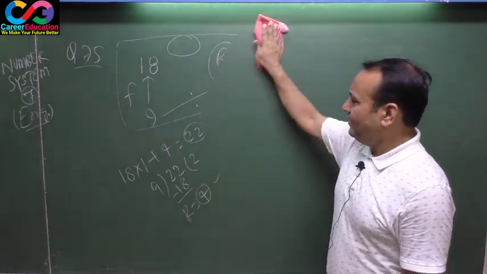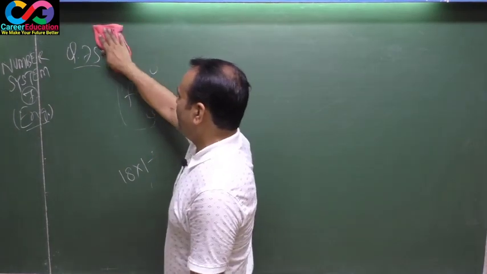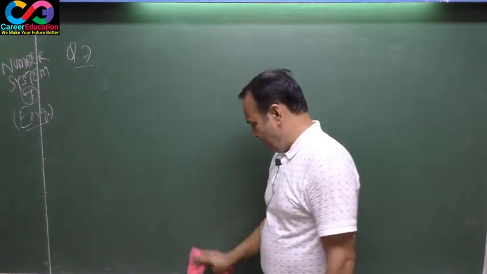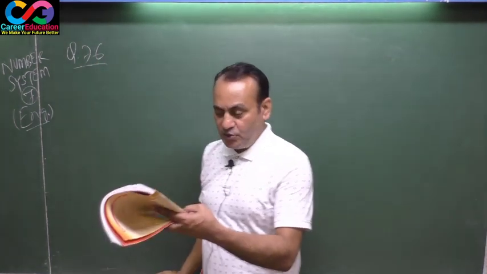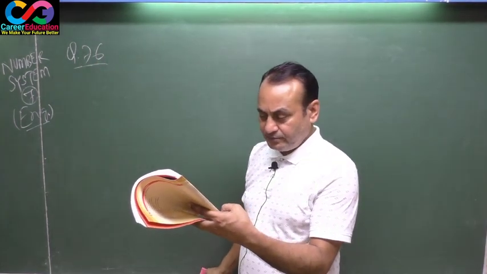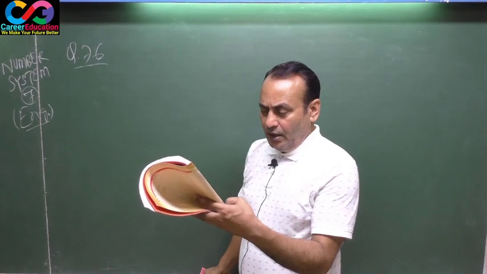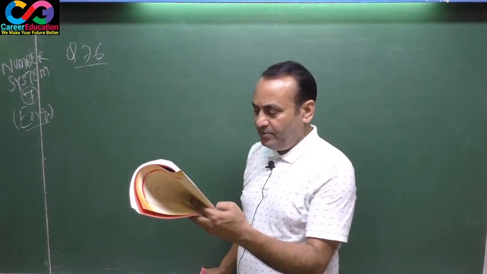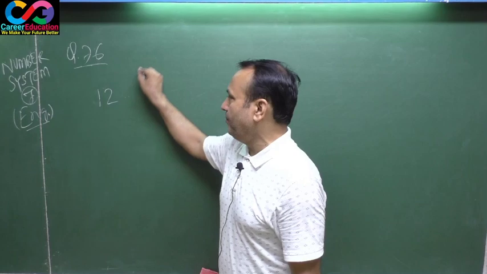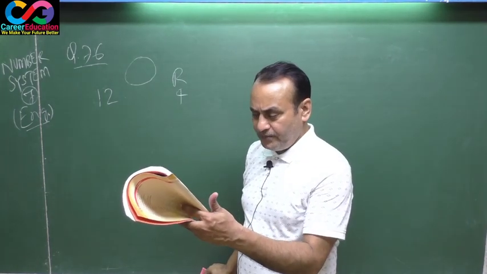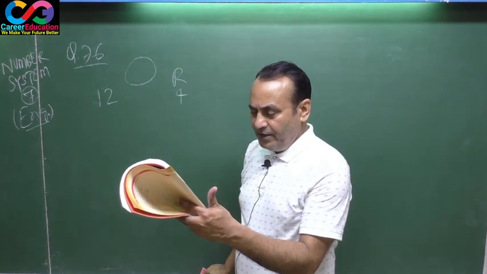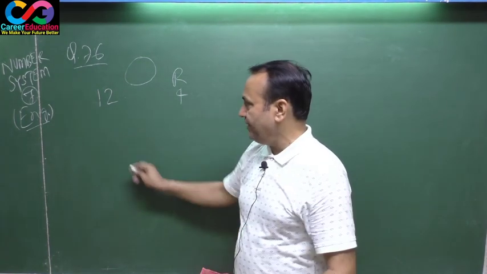Now, come to question number 76. What does question number 76 say? When a number is divided by 12, the remainder is 4. What will be the remainder when the same number is divided by 7?